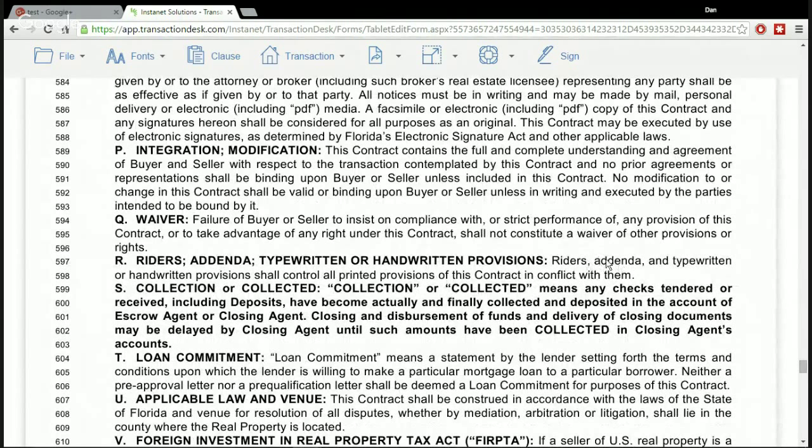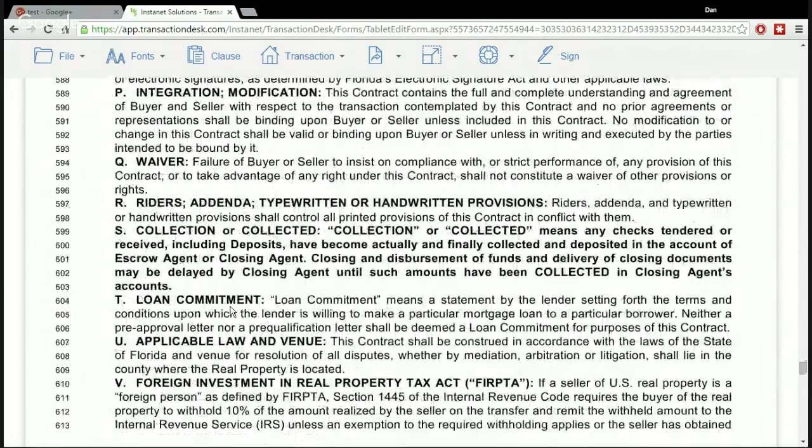Riders, addenda, and typewritten or handwritten provisions shall control all printed provisions of this contract in conflict with them. Next, collection, talk about what is collected. It's basically when it clears their account and escrow agent. Loan commitment means a statement by the lender setting forth the terms and conditions upon which the lender is willing to make a particular mortgage loan to a particular borrower. Neither a pre-approval letter nor a pre-qualification letter shall be deemed a loan commitment for purposes of this contract.